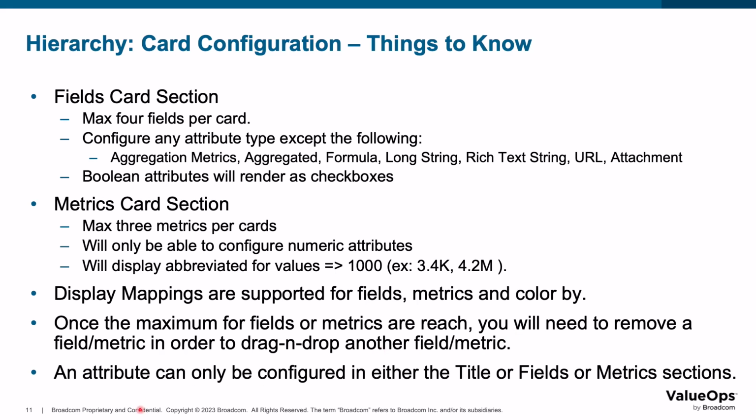And an attribute can only be configured once for the title, field, or metric. Now, this is a change from the old card where you were able to take the same attribute and configure it, let's say, in the fields and in the metrics. That's one difference with the new configuration that we're providing this release.